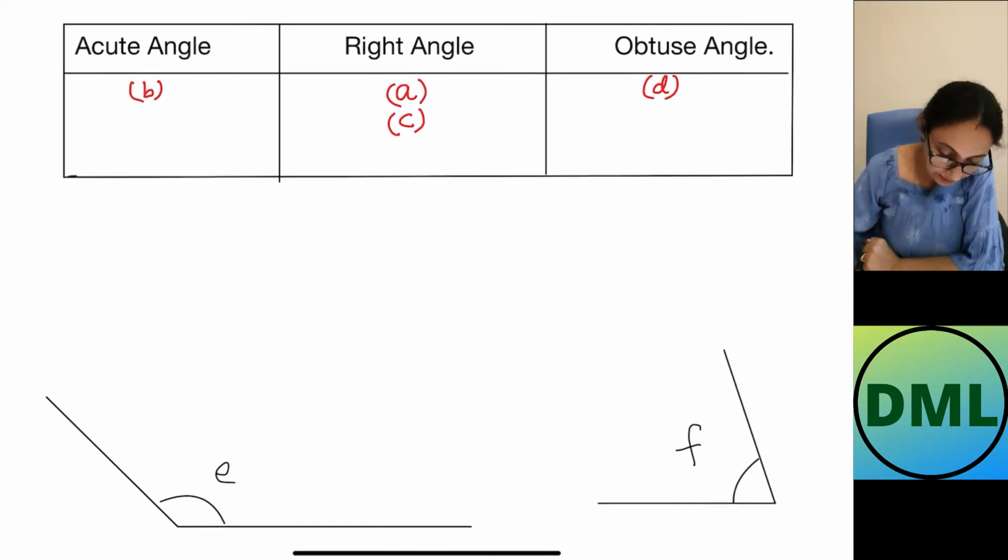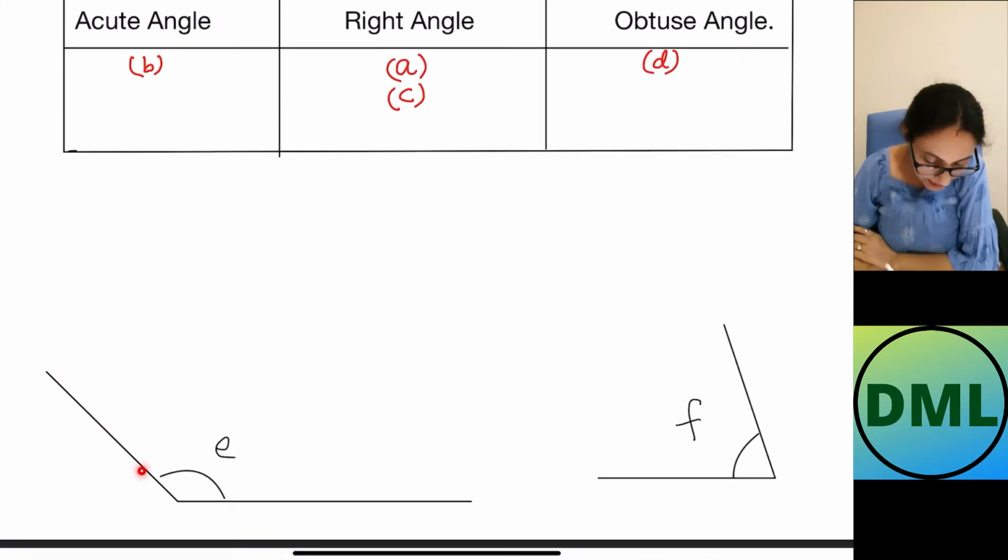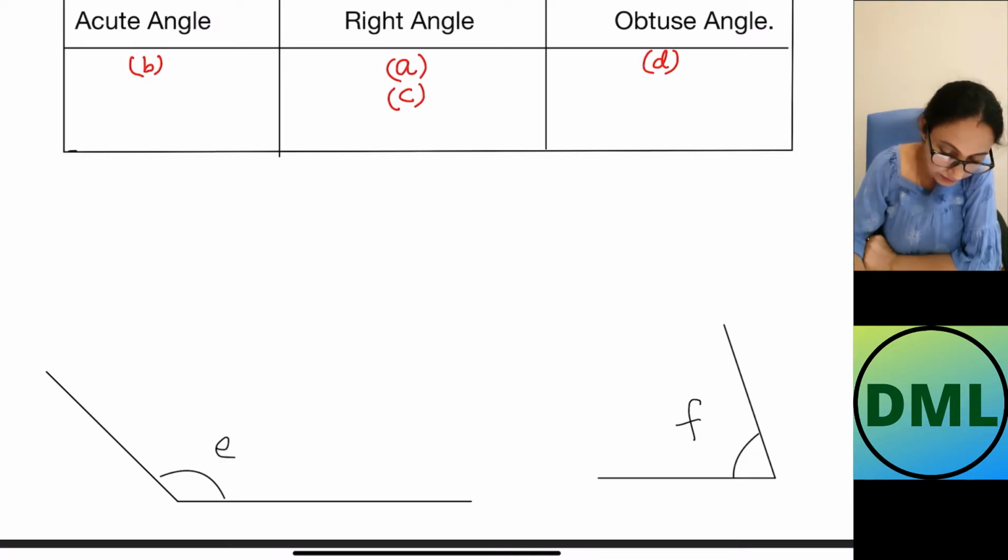Let's see the next figure we have. We have the first line here, the second line here, and they are making an angle here, angle E. Now I need to say which angle E is. Acute angle, right angle or obtuse angle? This is an obtuse angle. So E is an obtuse angle. Let's write down the answer E in the obtuse angle.